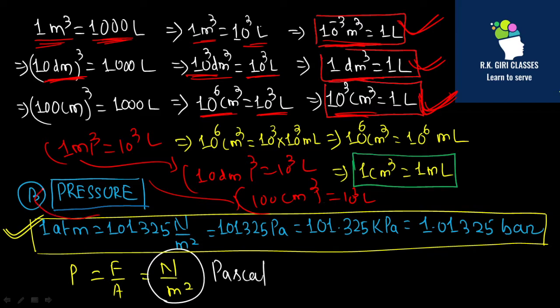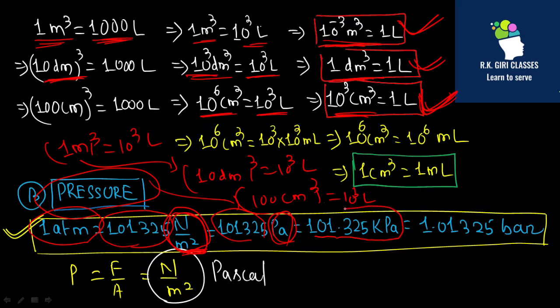Now the pressure unit conversion will be like this. 1 atm is equal to 101325 newton per meter square, 101325 pascal, because newton per meter square unit is same as pascal, that is 101.325 kilopascal and 1.01325 bar. Right, pressure is equal to force upon area. Force unit is Newton, and if you convert area in meter, that means meter square, and Newton by meter square is your Pascal.